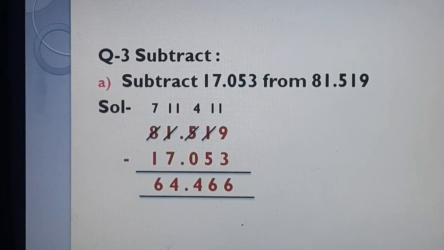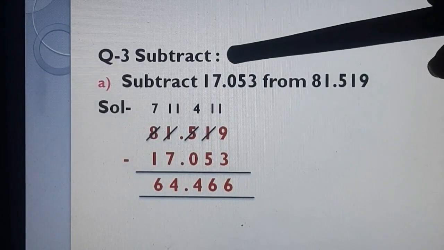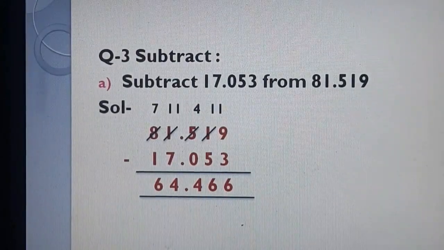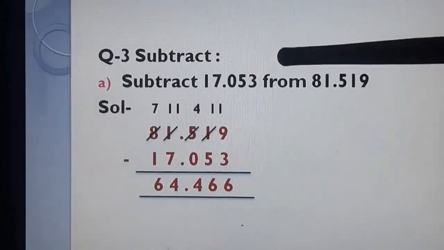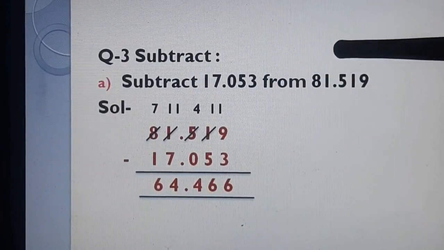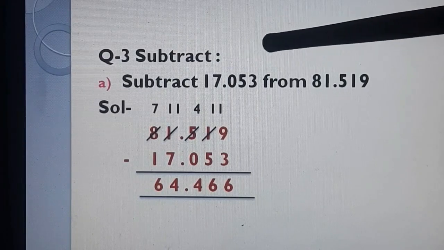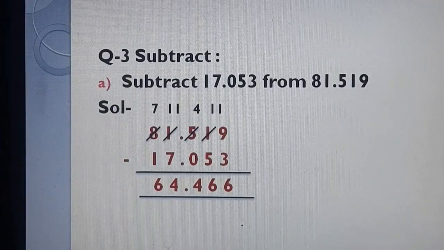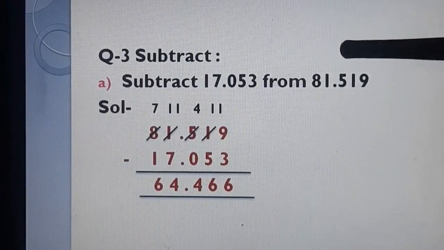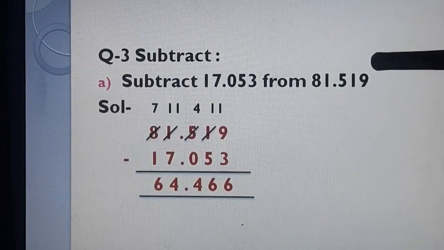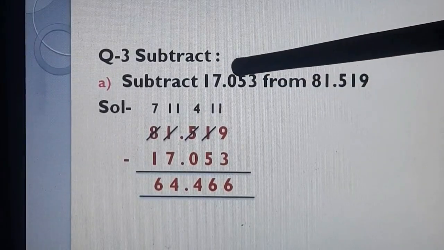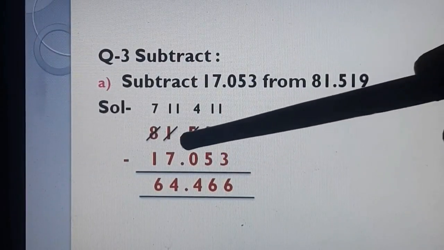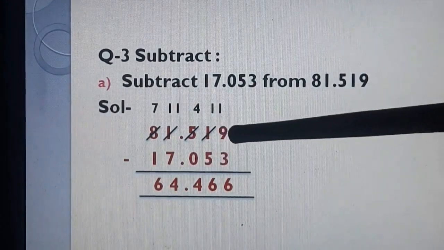Now question number 3 is subtraction. Subtract 17.053 from 81.519. So from is written. After that number is bigger, this one is smaller number. Simply understand, subtract 17 from 81, right? So we will write down this number first. 81.519 minus 17.053. So write down carefully in columns. Decimal below decimal.